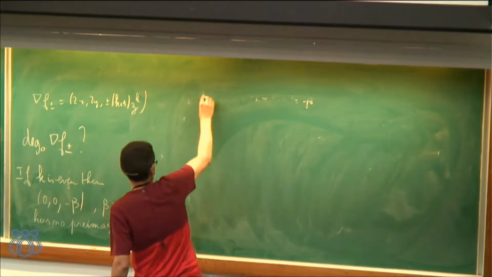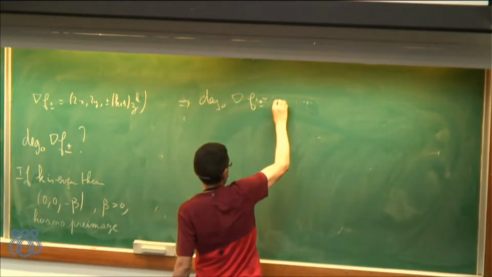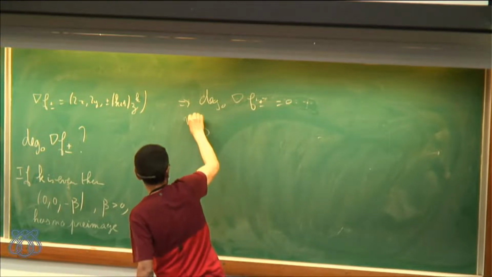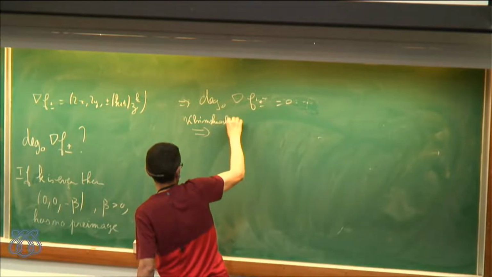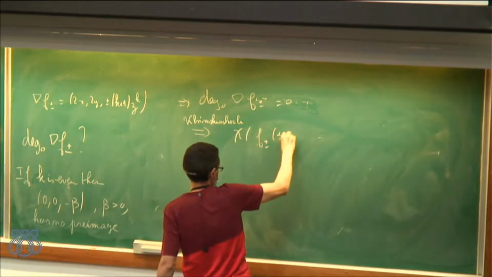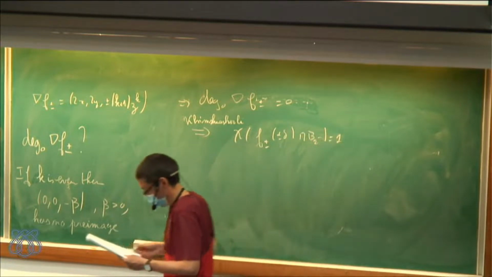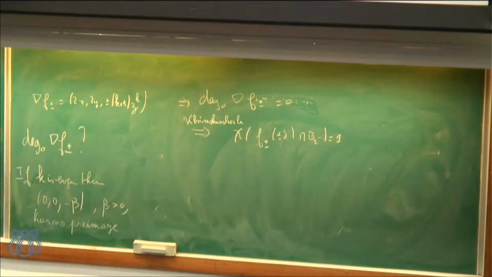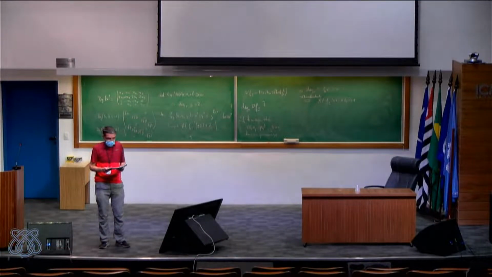So this implies that the degree at the origin is 0, and by the Kim-Shashvili formula, here you can put whatever you want, plus or minus, this will be 1. Okay. So what? Yes. Questions? No. So what about the case k odd?